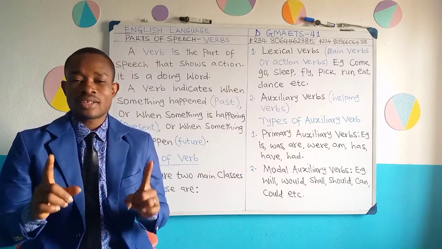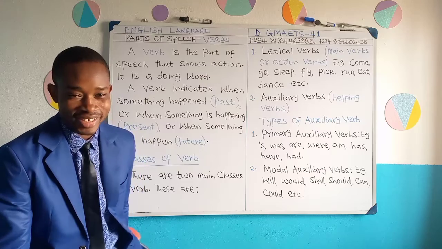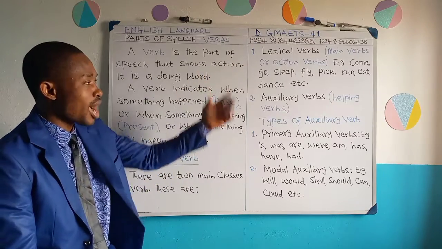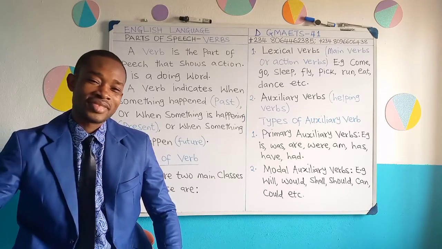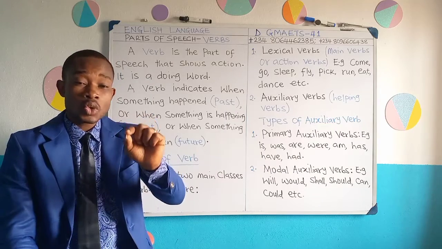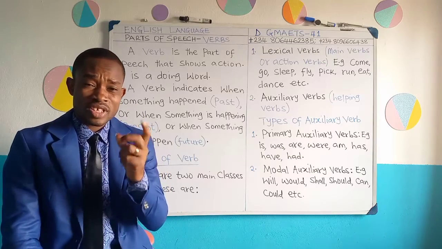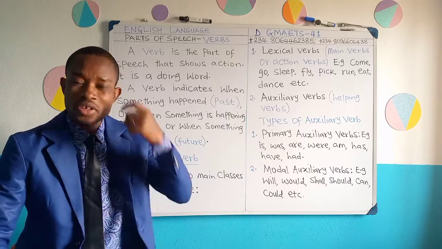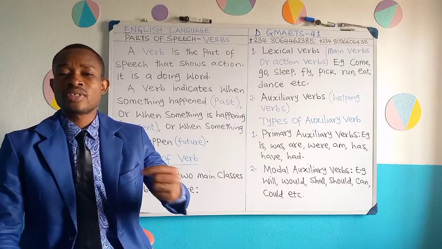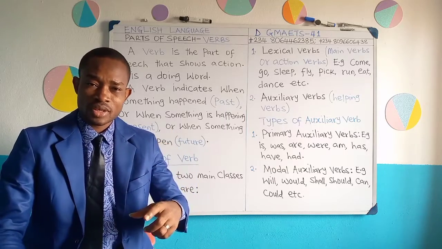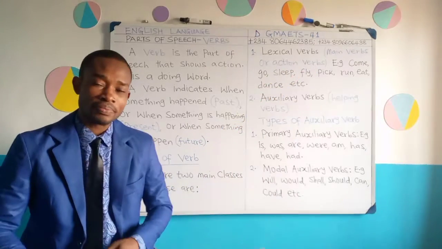Now, there are 2 main classes of verb. Now, I'd like us to mention them. We have them on the board here. One of the class of verb is known as lexical verbs. Now, these lexical verbs are those that show action. So when you use a particular word, and when someone hears that word, the person might start acting. The person might start doing something. Such word belongs to the class of verb known as lexical verb.